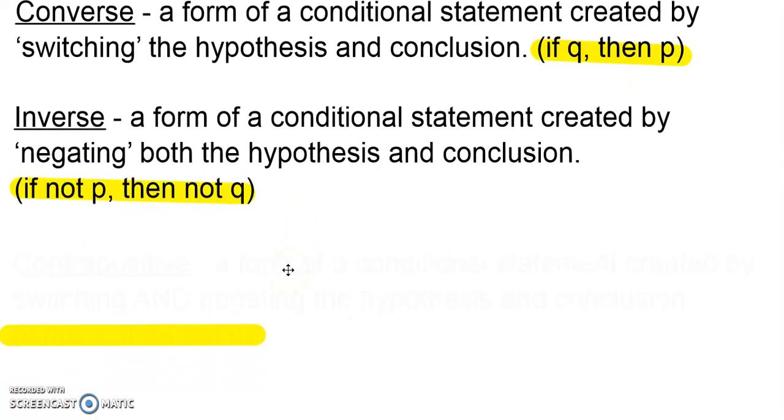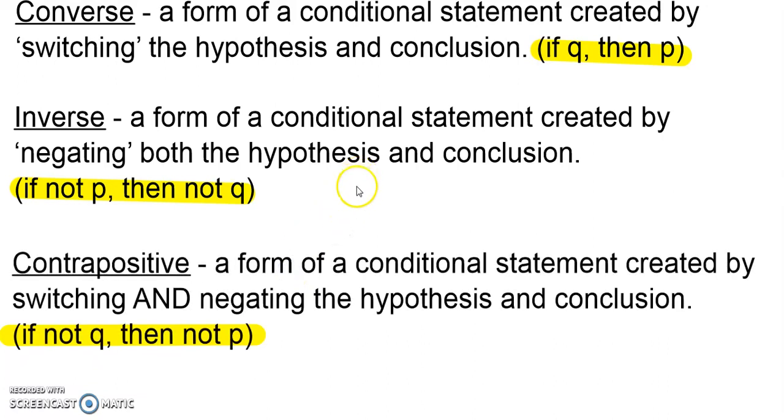Okay, and then our last form where we'll be changing things around is called the contrapositive, and this is basically a combination of the converse and the inverse. A contrapositive is a form of a conditional statement created by switching and negating the hypothesis and conclusion. So I switch the P and Q, and I also negate them. So if not Q, then not P. I want you to make sure you have these definitions written down. We're going to apply them to some examples in the next slide.